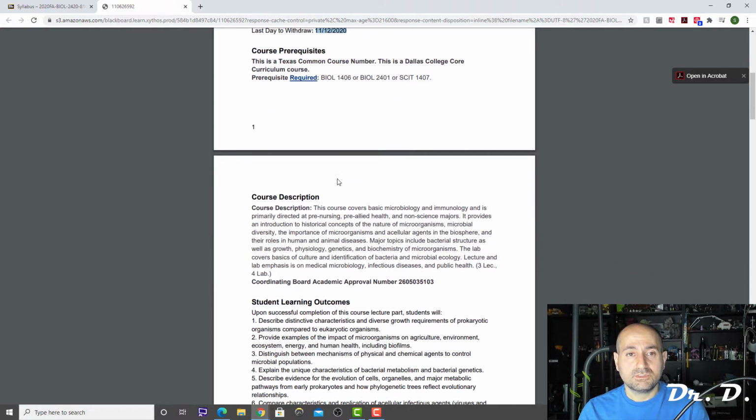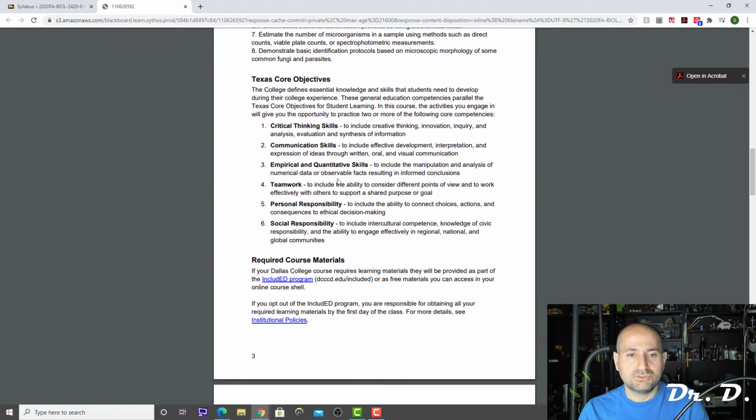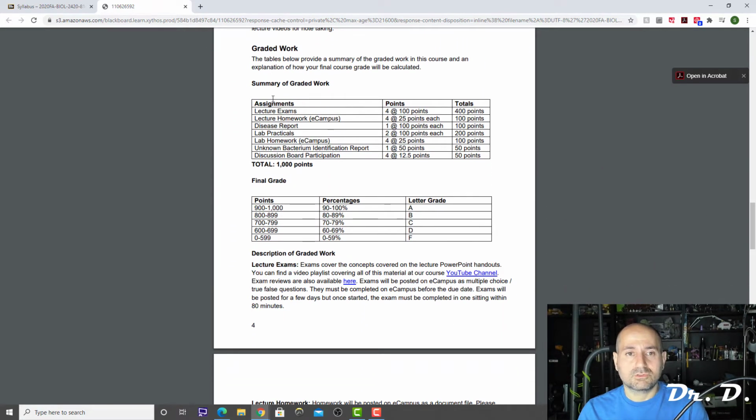All right, so let's skip some of these things you could read over on your own. These are institutional policies and whatnot. What I need to get down to is the graded work, right? What you care about is the graded work. So lecture exams, for example. What are the lecture exams? There's going to be 4 lecture exams. Each one's 100 points for a total of 400 points.